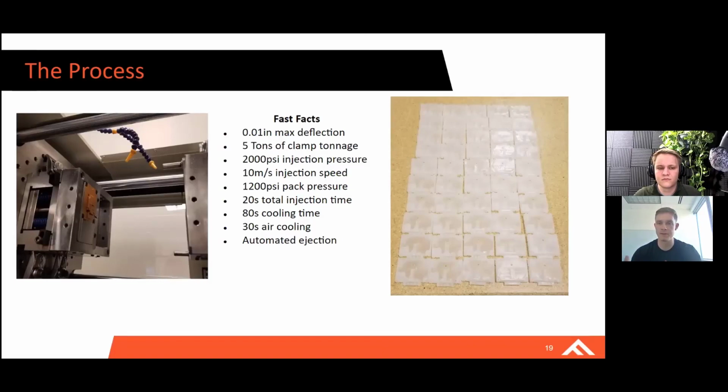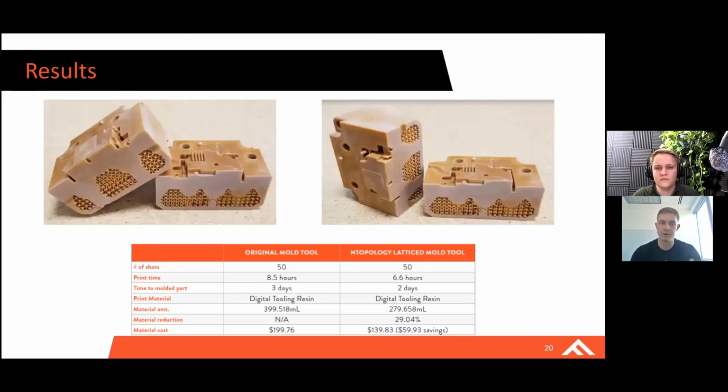So we ended up running our 50 shots. We had a handful of feature failures, which is right on par with what we would expect from a non-infilled tool. So if we jump to the results here, we found out that this infilled mold performed identically to our standard non-infilled molds. What do we gain? So we gain print time. Our standard mold tool is going to print in 8.5 hours, whereas this tool printed in only 6.5 hours. So 2 hours of savings.